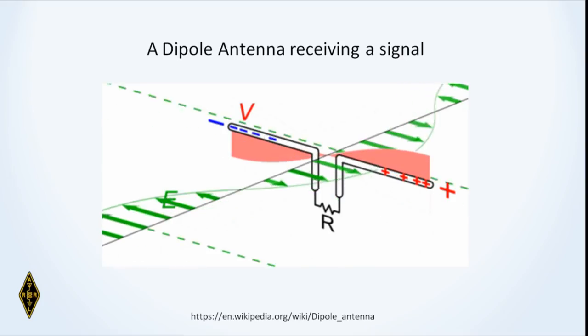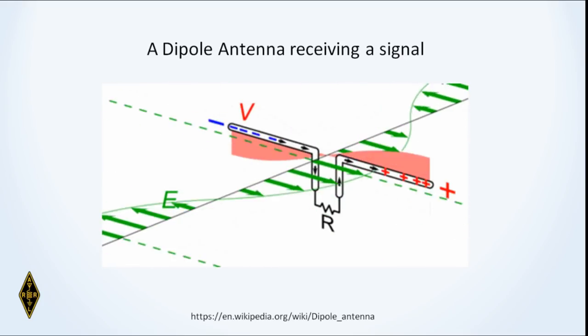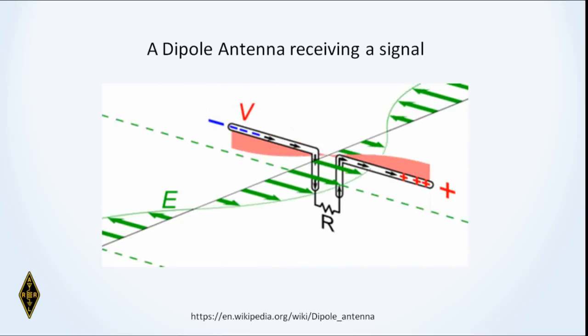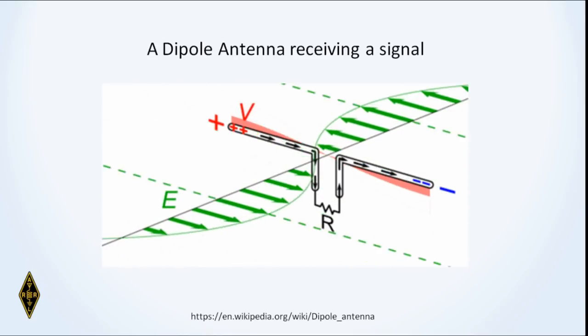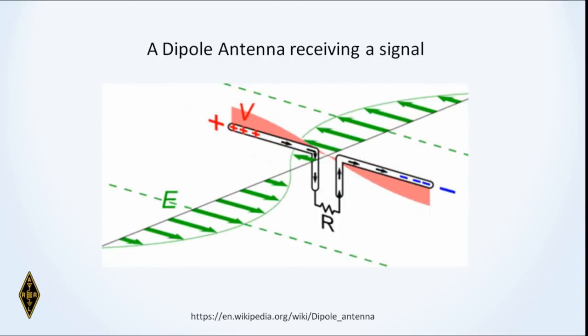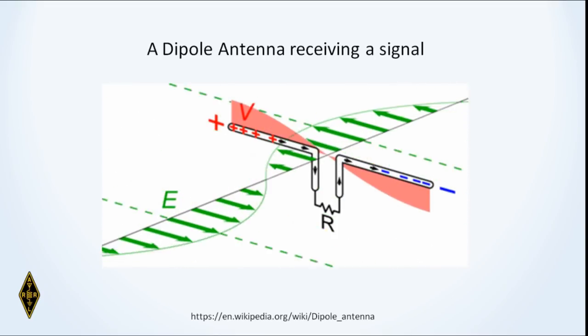Yep. And here is an electromagnetic wave coming in. They're just showing the E field. The E corresponds to voltage, and you can see it inducing a signal in the dipole antenna, which is then taken down to the receiver.